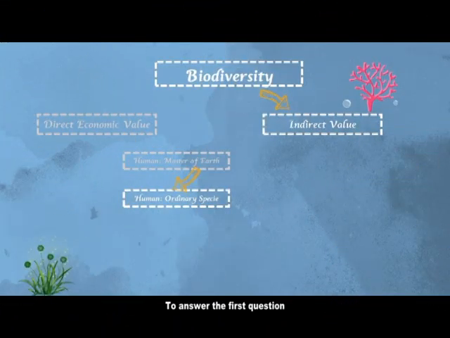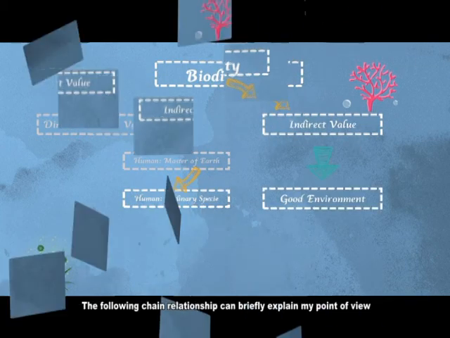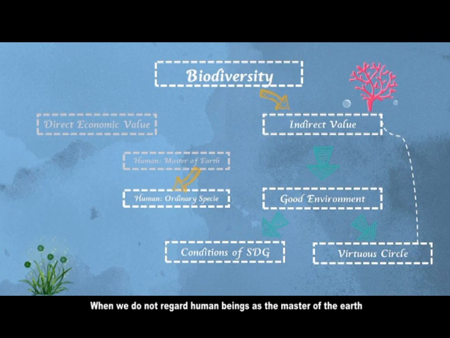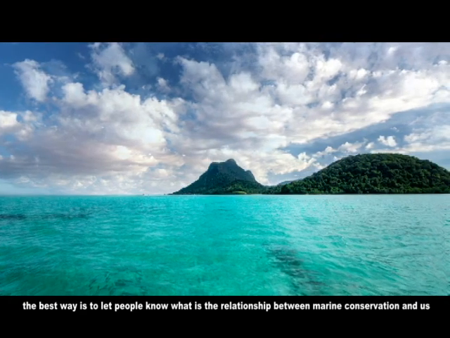To answer the first question, I think the protection of biodiversity is one of the prerequisites for human beings. The following chain relationship can briefly explain my point of view. Although biodiversity can't create much direct economic value, it can create a steady stream of indirect value. When we don't regard human beings as the master of the earth, but only as an ordinary species in the huge food web of the earth, we will find that biodiversity will create a good environment for us, which is good for human health.